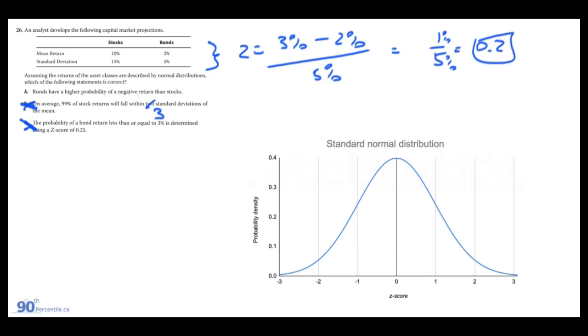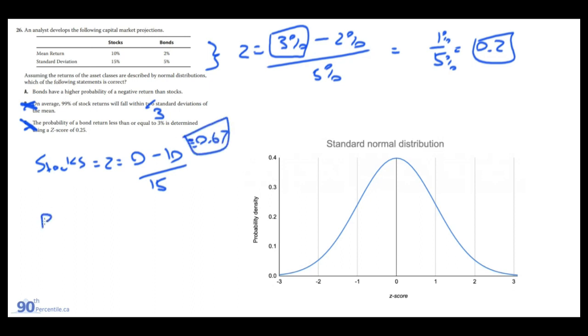Bonds have a higher probability of a negative return than stocks. So having a negative return means that the value we're using here, the value of the stocks or the bonds, is 0. So for stocks, the z-score is 0 minus the mean, which is 10, over 15. So that is negative 0.67. And then for bonds, we have 0 minus 2, which is the mean, over 5. So we have negative 0.4.